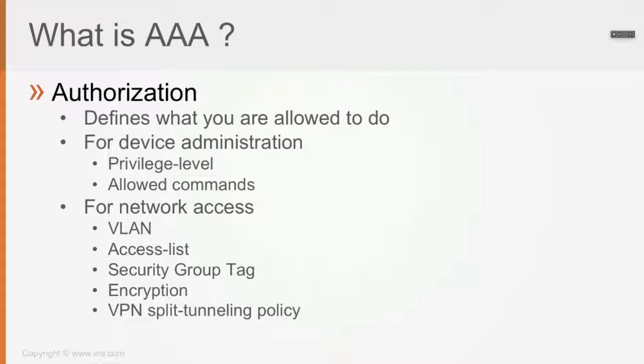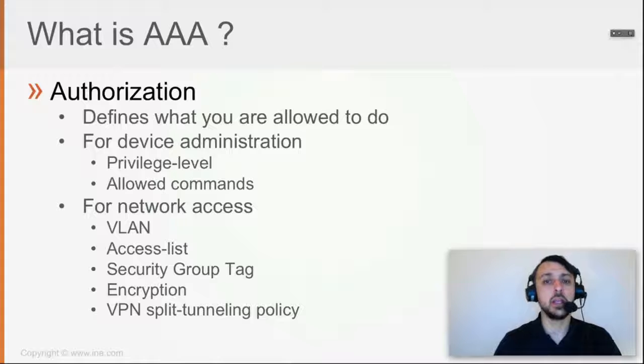From the network access point of view, authorization means something like a VLAN, an access list, a security group tag, or encryption. That's primarily the use case when you authenticate user access to the network via, for example, 802.1x. Once the user gets authenticated, the authentication server pushes down authorization, putting that user's port in a specific VLAN dynamically, and attaching an access list to the port dynamically, which restricts the user's access to the network, for example.